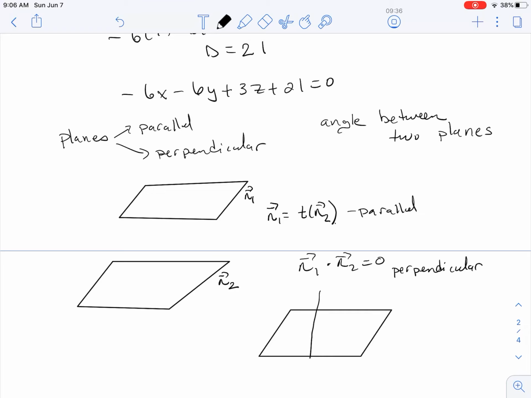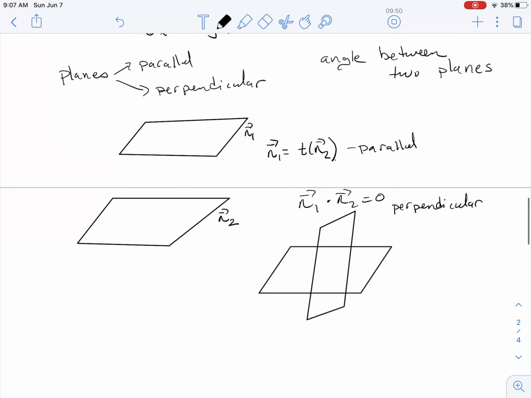So the normal vector has quite a few uses. So again, perpendicular planes, do they intersect each other at 90 degrees? You get the normal vector, you can use that test. And if you want to find the angle between two planes, you can use their normal vectors, just like you did with the lines, and you would use a dot product. Okay, so that is a look at the Cartesian equation of a plane.